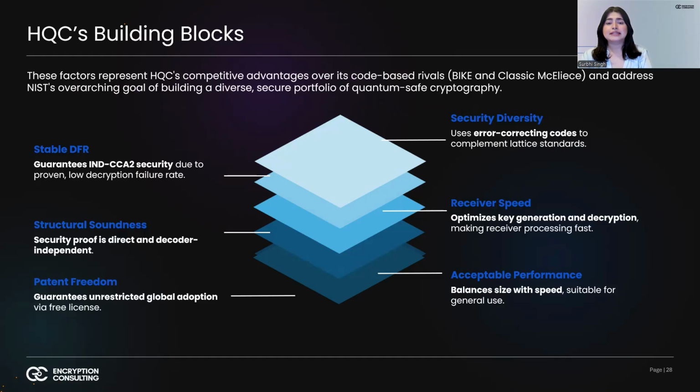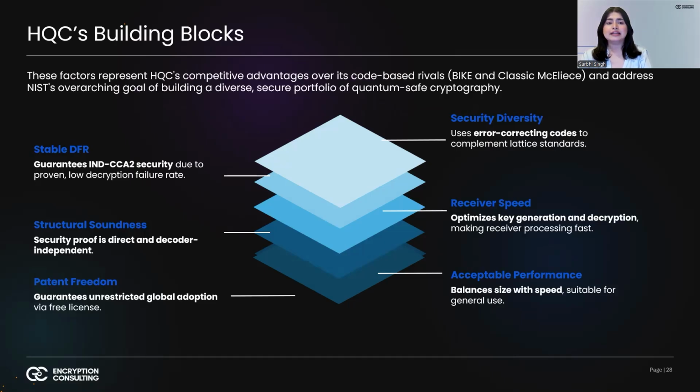This element was the single most decisive factor for NIST. For any key encapsulation mechanism to meet the highest security standard, it must have a reliably proven, extremely low decryption failure rate. HQC provided a mature, stable, and theoretically justified analysis of its DFR that consistently met the security thresholds. This contrasts sharply with its rivals, whose DFR analyses were considered less mature and potentially required complex, undesirable workarounds to ensure security. HQC's stable analysis proved its inherent security confidence.